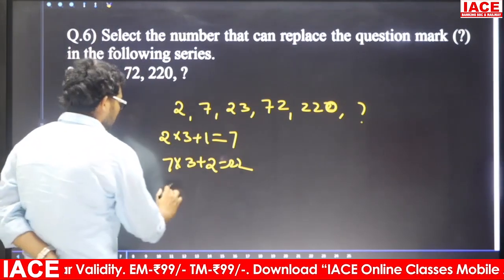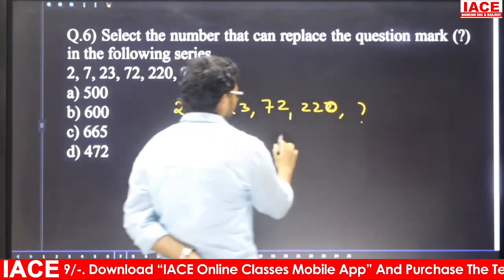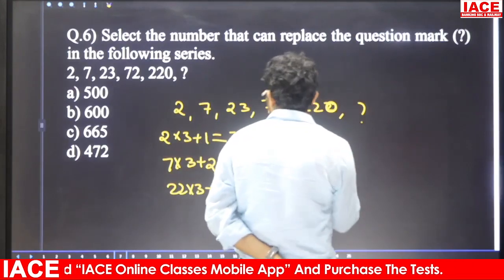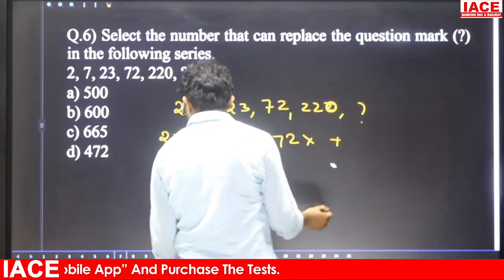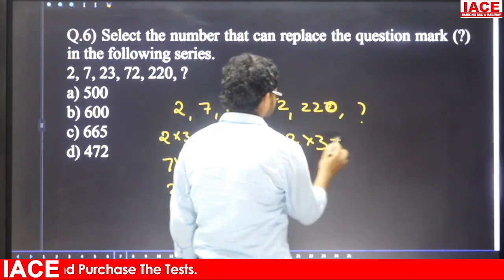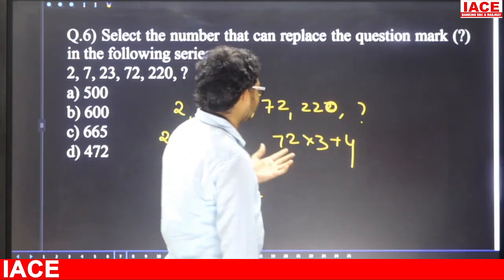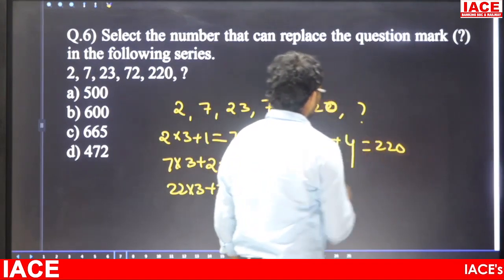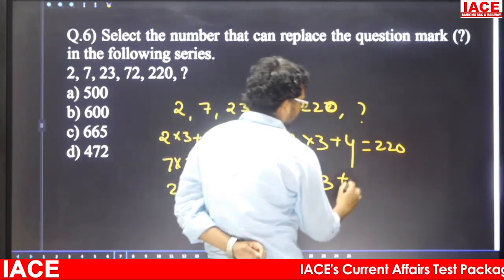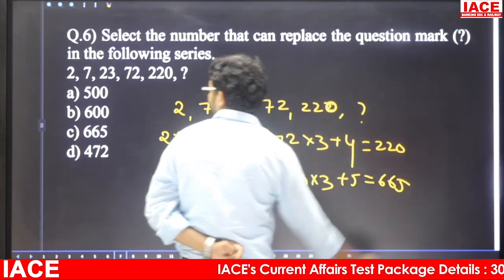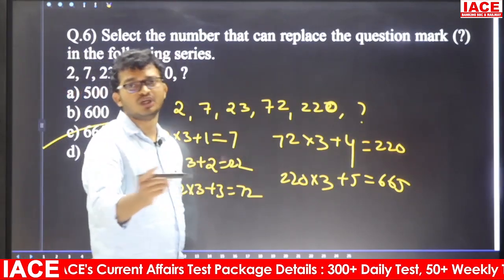Now next one. 23 into 3 is 69, plus 3 is 72. Next one, 72 into 3, plus 4. 72 into 3 is 216, plus 4 is 220. Next one, 220 into 3 is 660, plus 5, total is 665. So the answer is option C. Friends, here the logic is into 3 plus 1, into 3 plus 2 and so on.